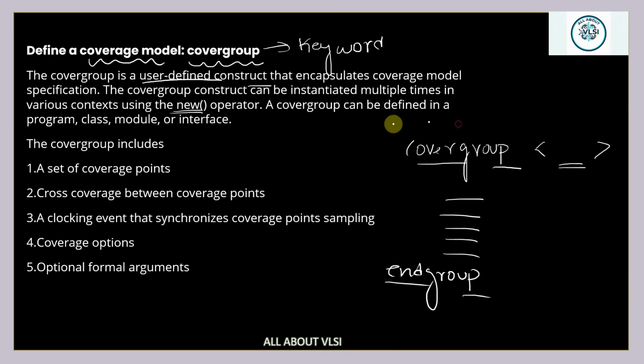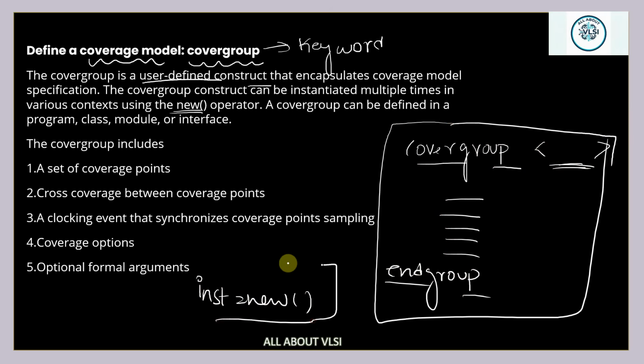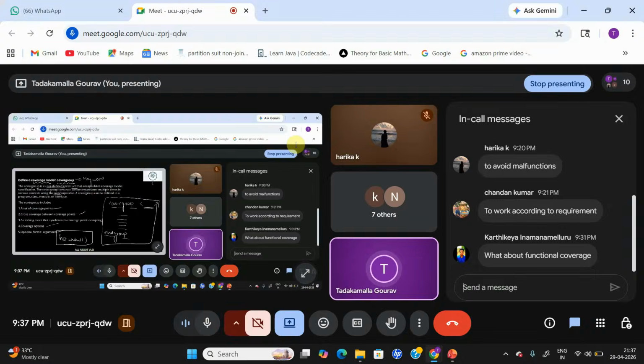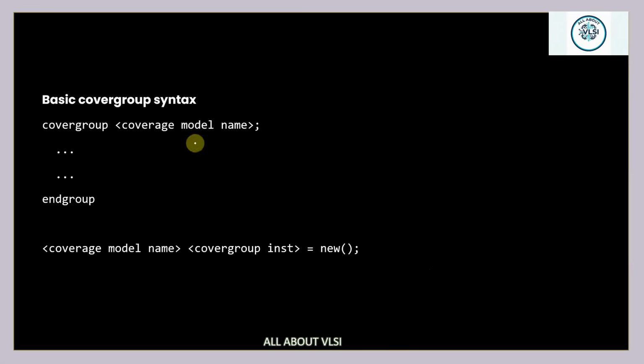For creating the memory of this covergroup using the instance name, we write instance name equal to new. Then memory will be created and we will have the coverage. What is a covergroup going to include? It includes coverage points, cross coverage, a clocking event, coverage options, and optional formal arguments. No need to worry about this. All these technical terms we are going to see in detail. So this is how we declare a coverage group.